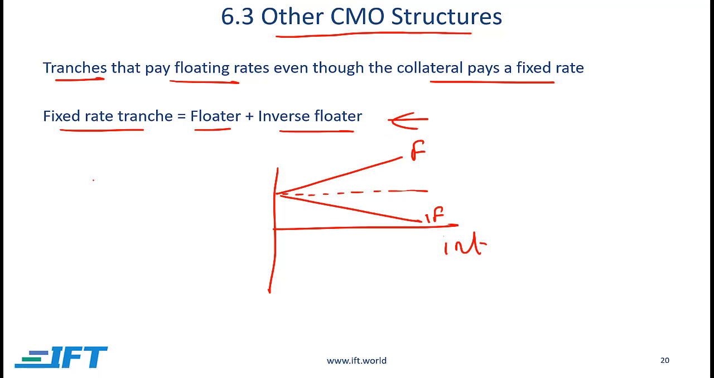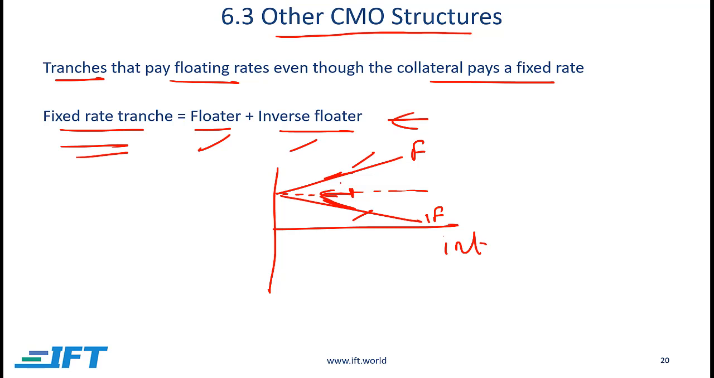So an SPV can issue both floaters and inverse floaters even though it is receiving a fixed rate. If interest rates go up, the SPV will be paying more for the floater but less for the inverse floater, and the two balance out. If interest rates go down, let's say interest rates were originally here and interest rates go down, then the SPV is paying more for the inverse floater but less for the floater, and again the two will balance each other out.